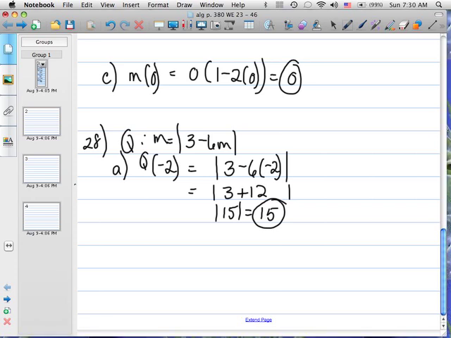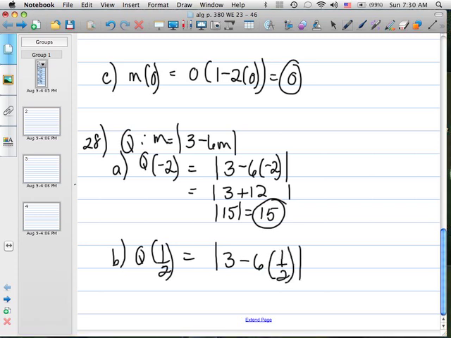Be sure you work out everything inside and then take the absolute value at the end. B, we have q at 1/2. So we have the absolute value of 3 minus 6 times 1/2. 2 goes into 6, 3, so we have the absolute value of 3 minus 3, which is the absolute value of 0, which equals 0.